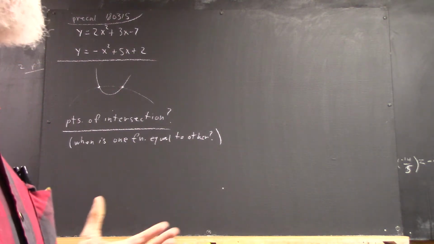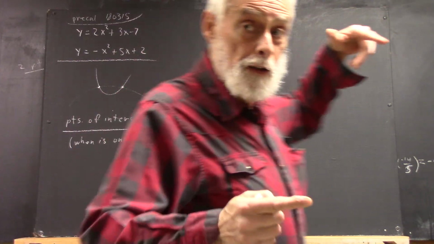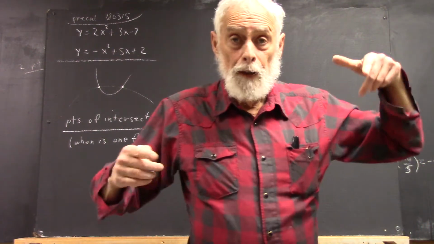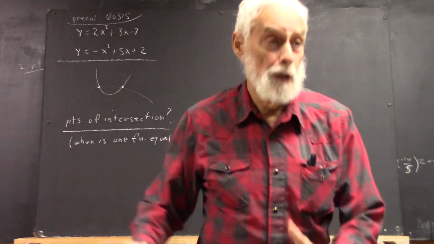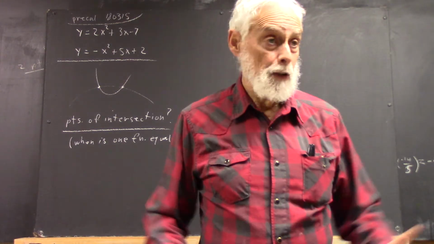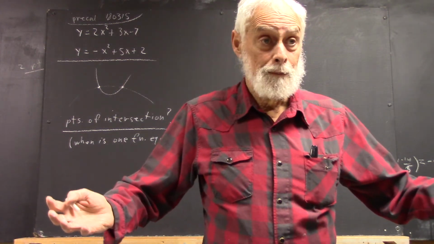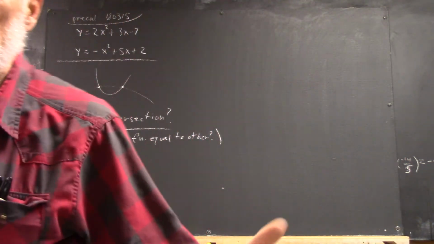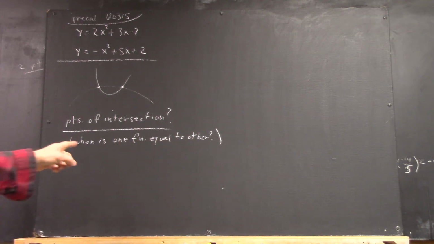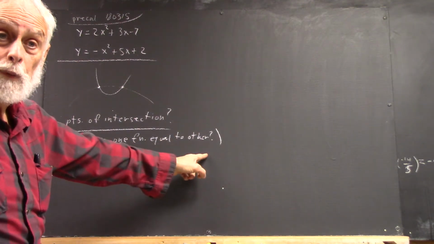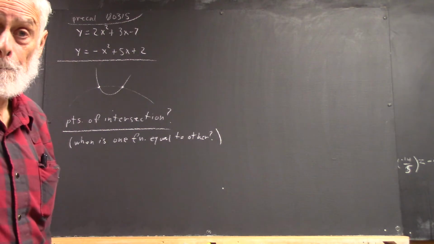Yeah, because we've seen it. If you have two linear functions, how do you find the point where they intersect? You set them equal to each other, right? Yeah. And then you solve for x. Yes. Okay? So what are you going to do here? Well, it's the same situation. When is one equal to the other? You set them equal, right?